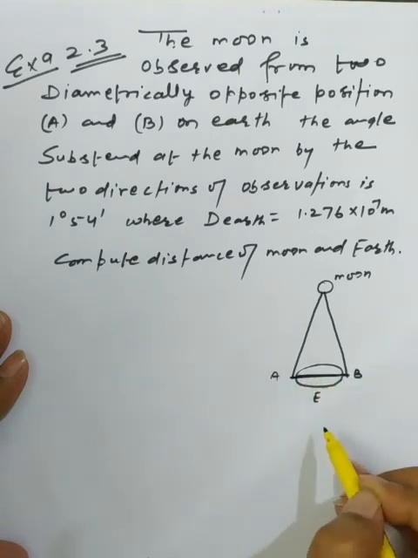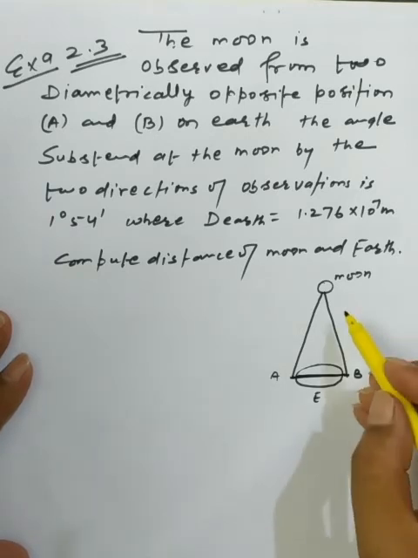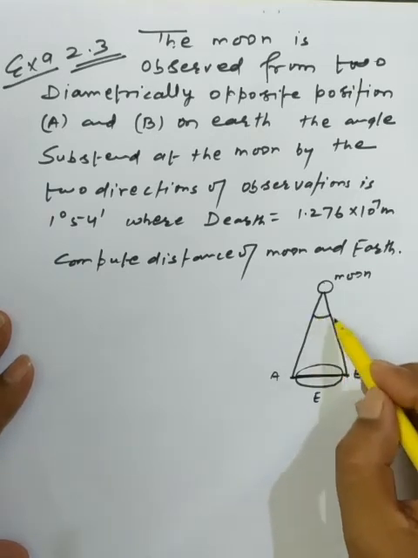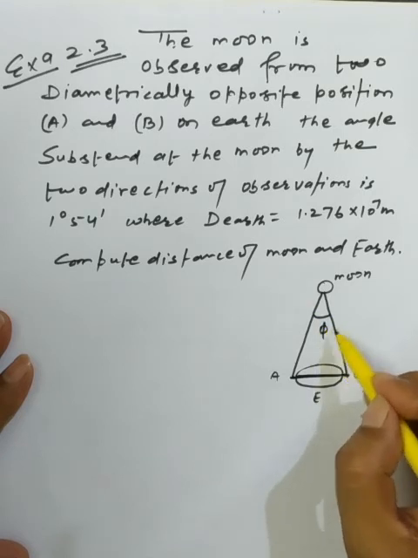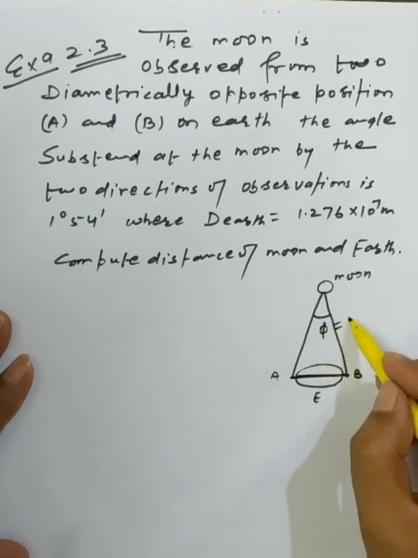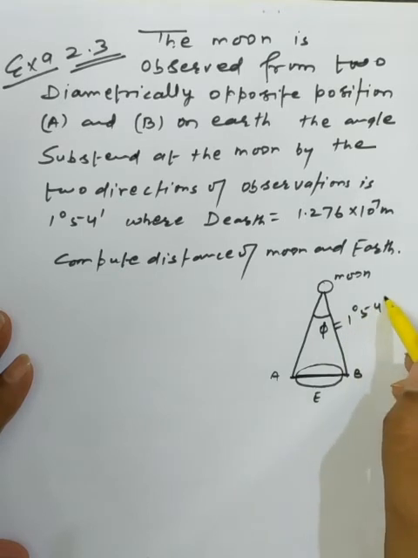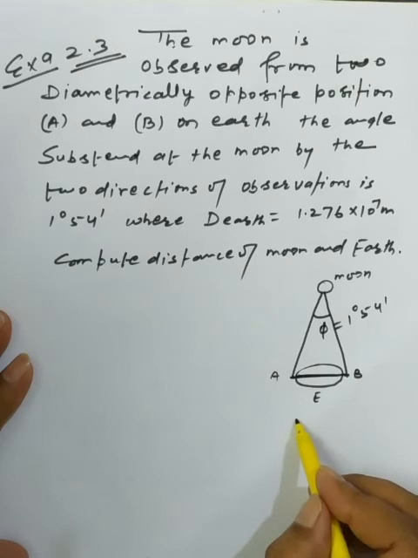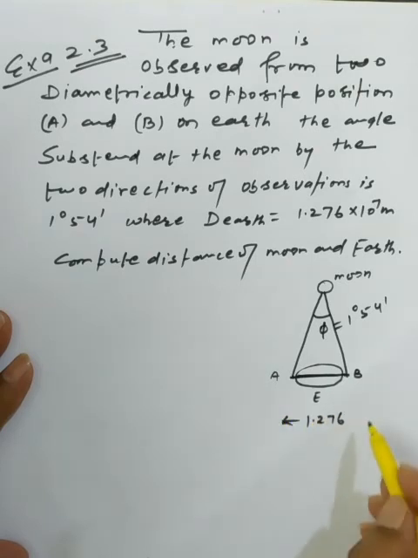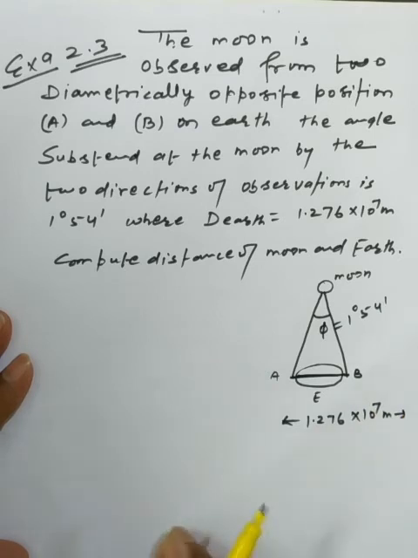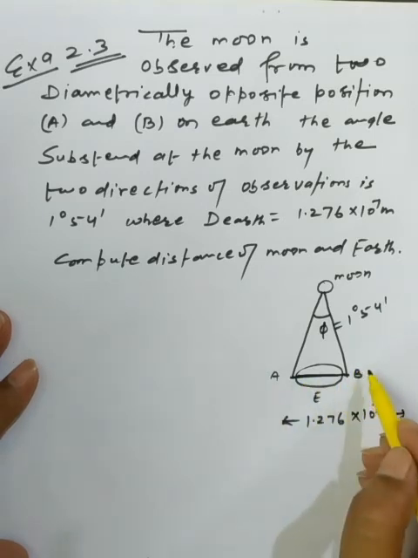Okay, on the earth, the angle subtended at the moon by the two directions is observed, that is this angle which forms. Generally you say phi or theta, I am just writing phi. That is 1 degree 54 minutes. The diameter of the earth is given, that is 1.276 into 10 to power 7 meter.